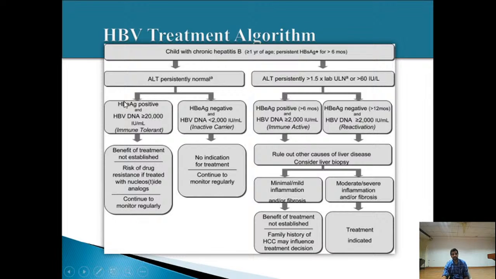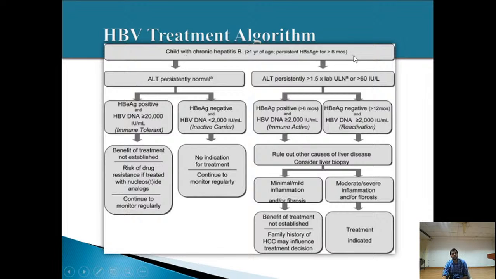Why we don't treat in the immune tolerant phase is because as long as you give the treatment, the virus will be suppressed. But as soon as you stop it, the virus bounces back because there is no immunity to contain the virus in these patients. And second, the virus can develop resistance to the drugs within a few years. And when the patient actually goes into the immune reactive phase and starts having hepatitis, there is no drug for you to treat because the virus has developed resistance to the drugs you have used. So until there is hepatitis, we wait and keep on monitoring regularly.